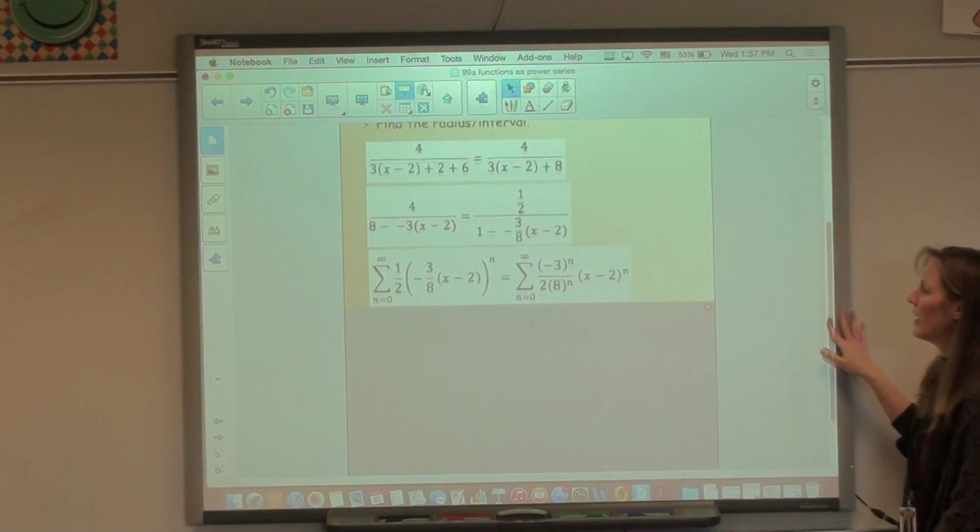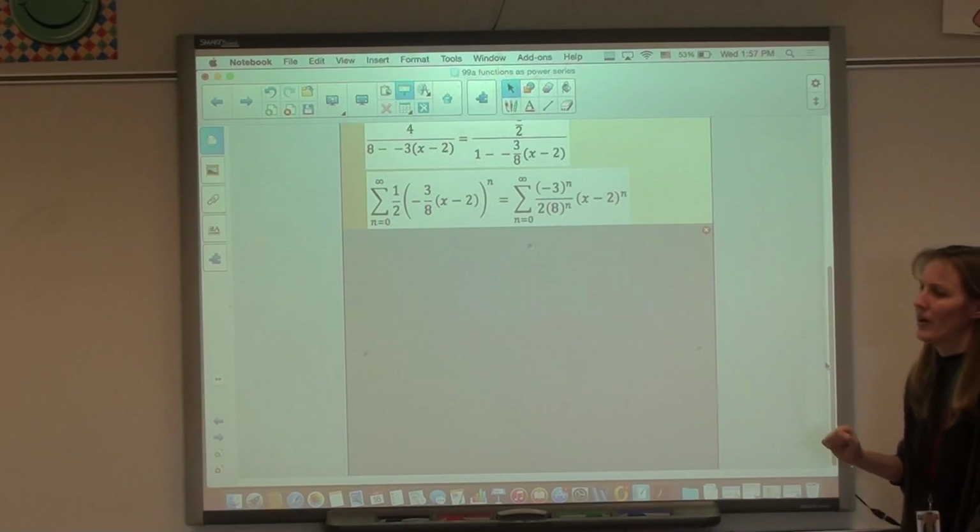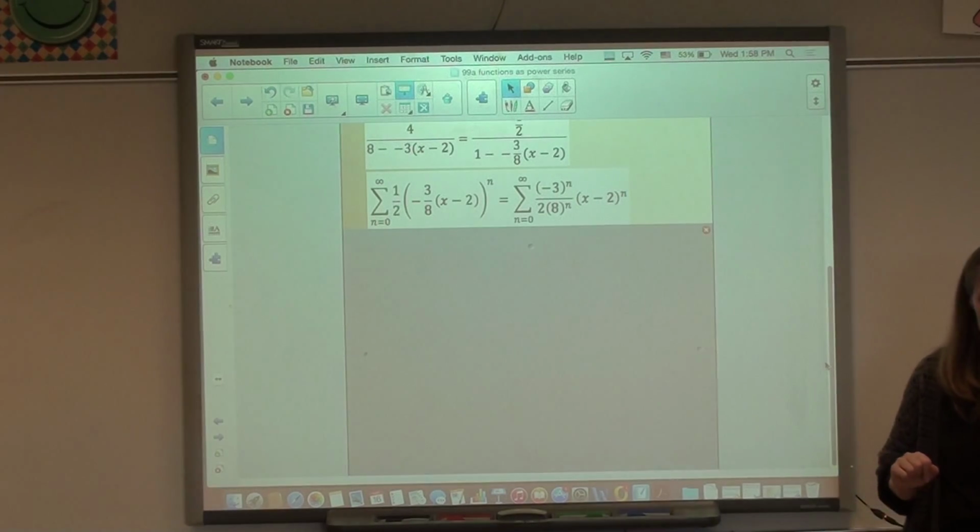So I'm going to take a second now, if you haven't already done so, and find the radius and the interval of convergence.